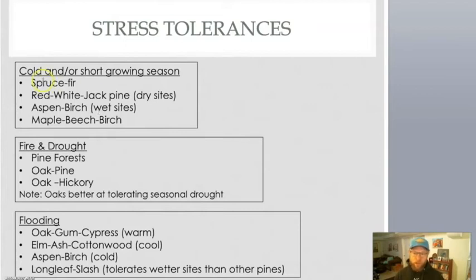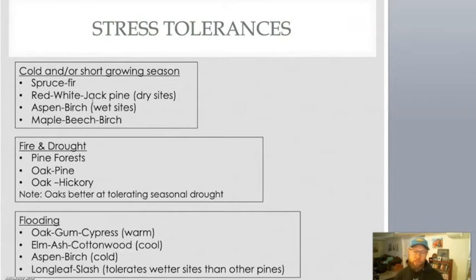I have these in order of the ranking, but I hesitate to actually assign a ranked number because some of them are really hard to know the difference between. Generally speaking, spruce fir forests are the most tolerant of cold and short growing seasons, followed by red white jack pine and aspen birch stands. These two are separated by soil moisture availability. In the wetter places, you tend to find aspen birch. In the drier places, you find red white jack pine.